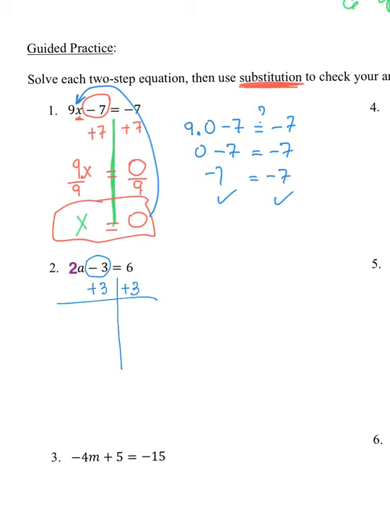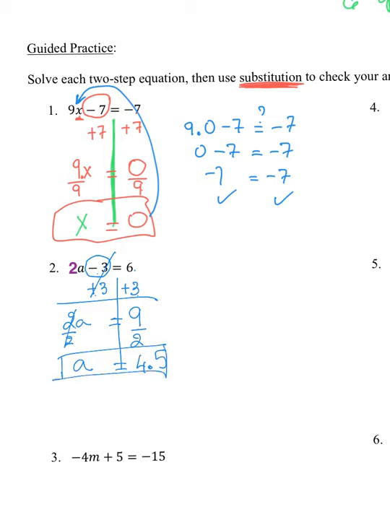So 2a, I didn't use it, I put it down. Minus 3 plus 3 is 0. 6 add 3 is 9. So 2 times a equals 9, a one-step equation. For 2 times a, what is the inverse of multiplication? Division. So 2 divided by 2, I got 1a. 9 divided by 2, I got 4.5. So a is equivalent to 4.5.